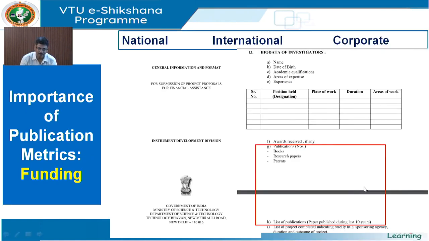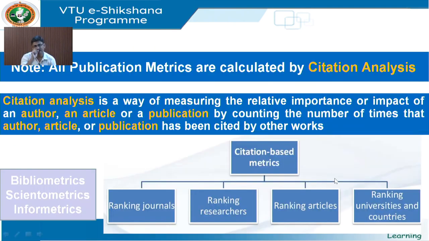And if you look at the funding agencies, they also look at various parameters. They look at the publications: the number of books you published, the number of research papers, the number of patents you have filed, and the list of publications in the last 10 years, what is the significance of those publications, what are the citations, and in which impact factor journal you have published. All those parameters they look at before awarding the research grant. So it is very important for us to have very good publication metrics.